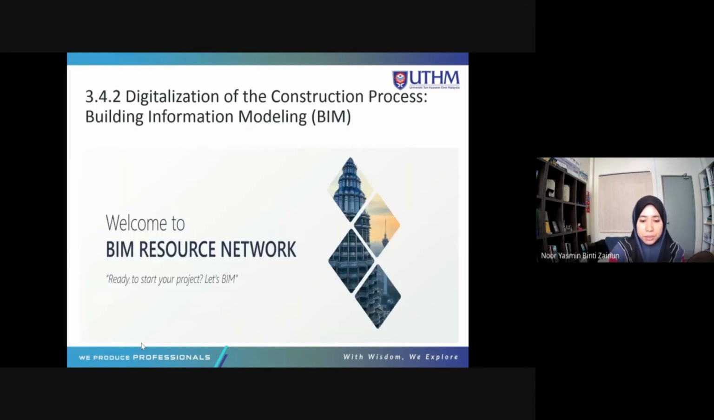Digitalization of the construction process using BIM. Okay, yang last week we learned the sustainable techniques, remember?